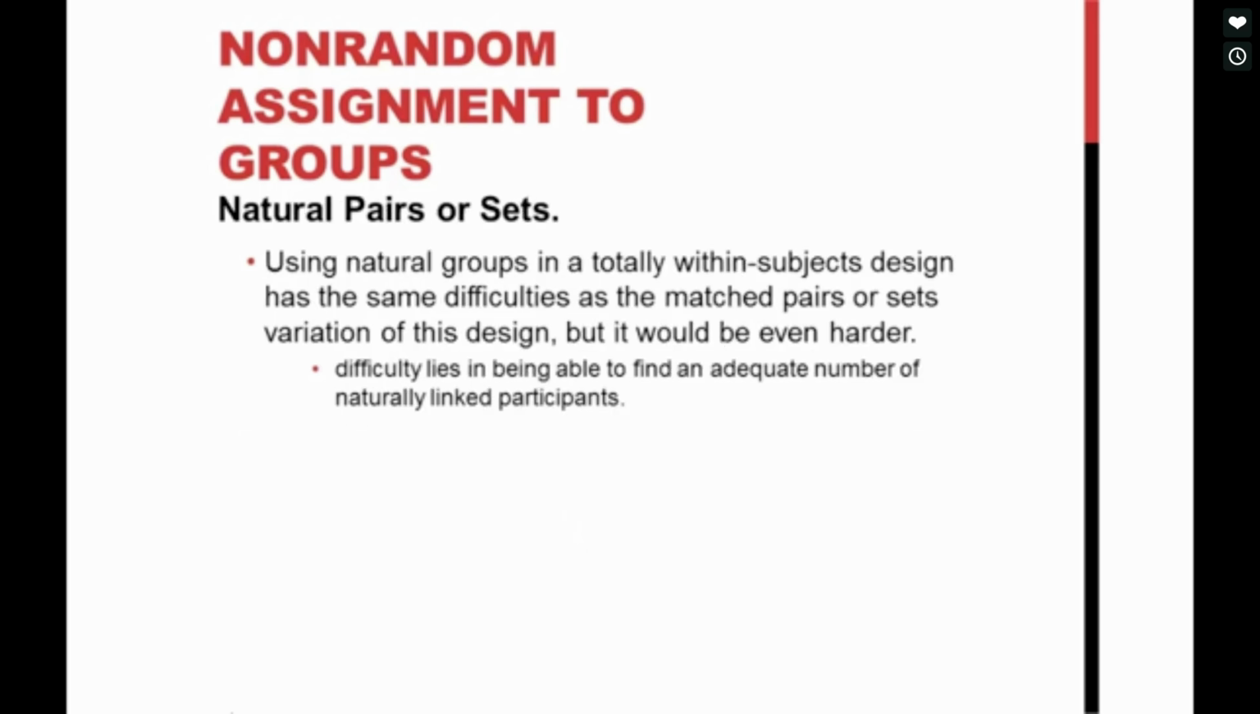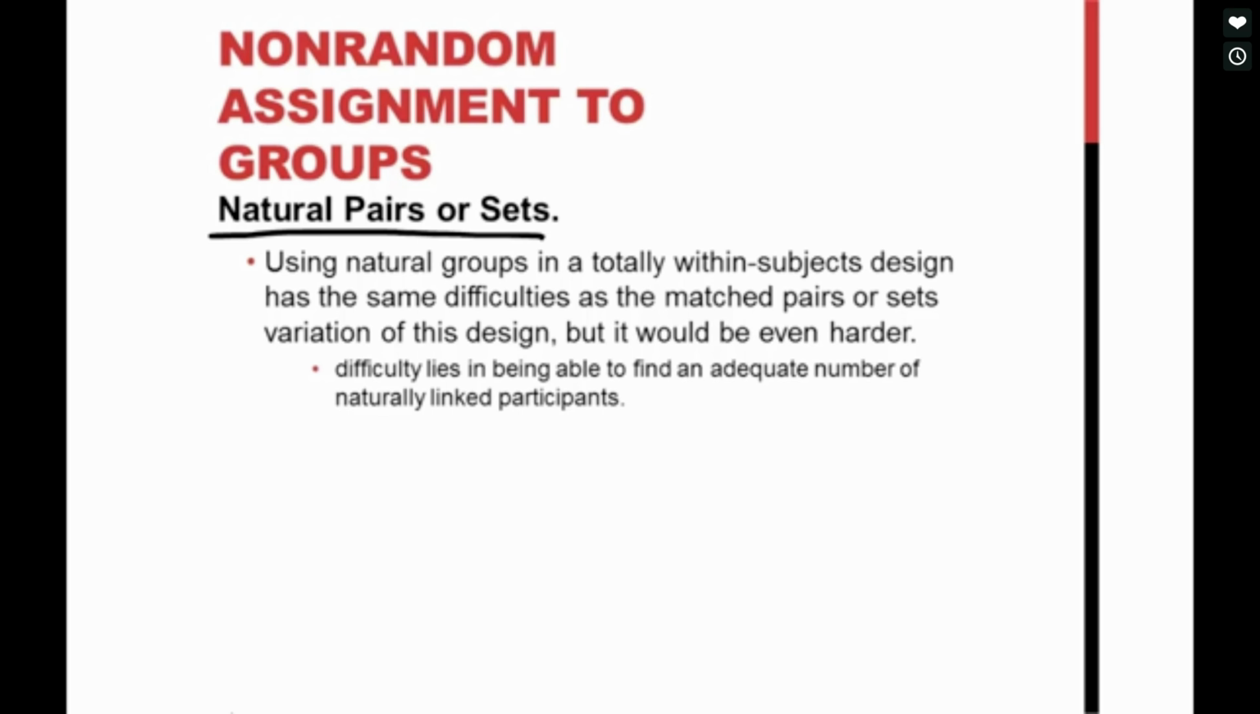Another method of using non-random assignment to groups is using natural pairs or sets. This is where we may use an existing pair or existing triplet or quadruplet in order to try and keep a confounding variable out of our experiment. So for example, if we use natural groups in a totally within subject's design, we will have to have, let's say, one twin in one part of our experiment and the other twin in the other part of our experiment.